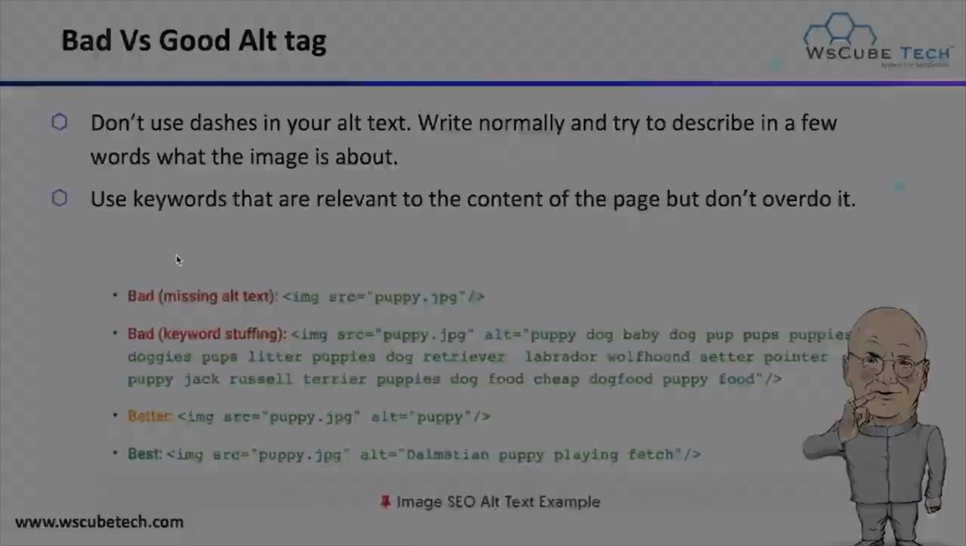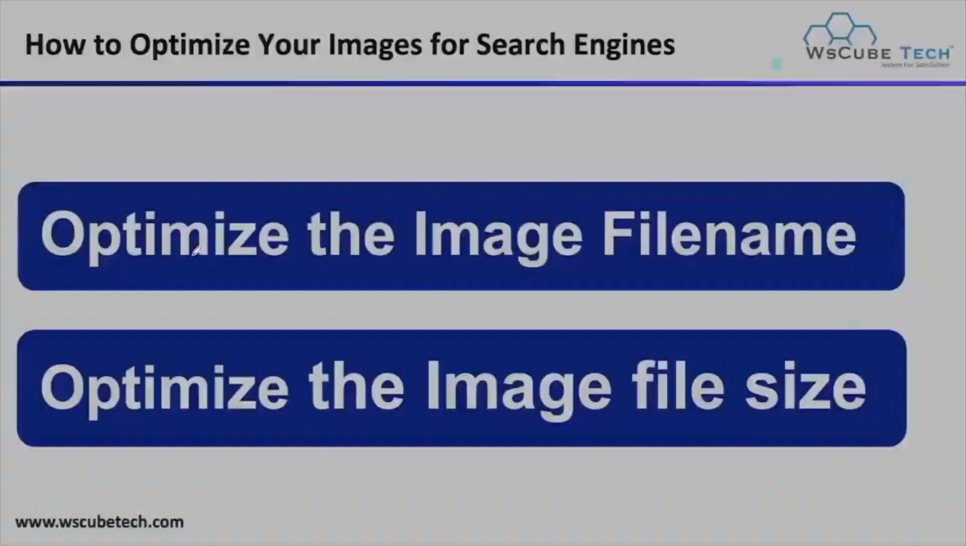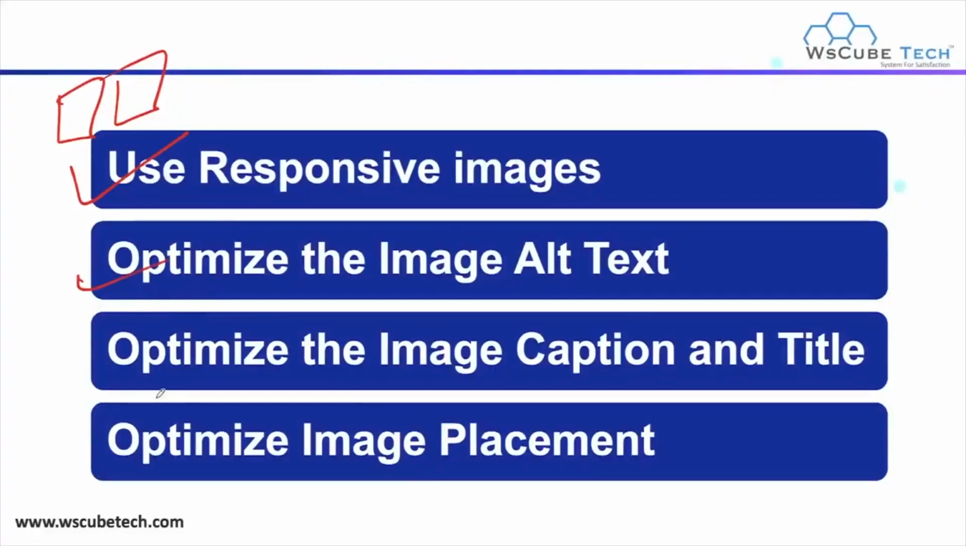Next we have optimize the image alt tag. Search engine crawlers are not so good at understanding what an image is about, and although they are getting better year by year at image recognition, they still need the help of alt text, because with the help of alt text they understand what your image is about. Next we have optimize the image caption and the title. Besides the alt text, search engines can use the image title and caption to better understand the subject matter of your image. So it is necessary to provide them with these values.